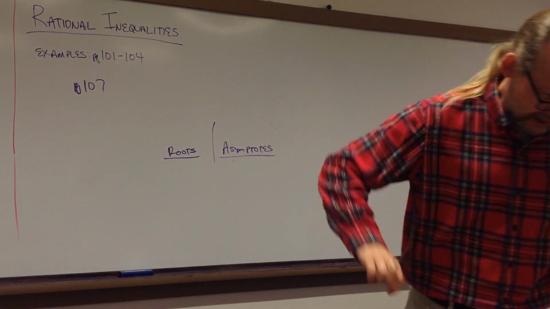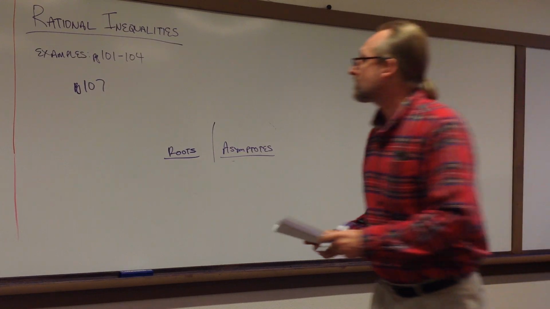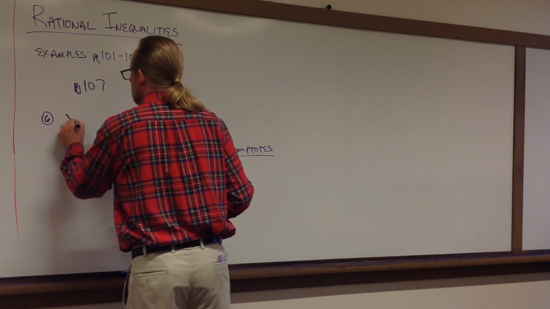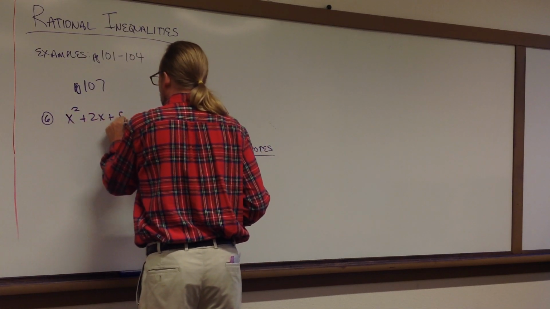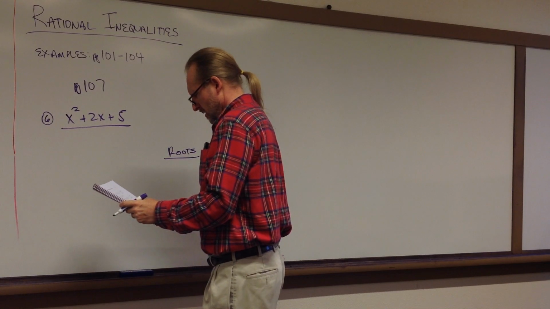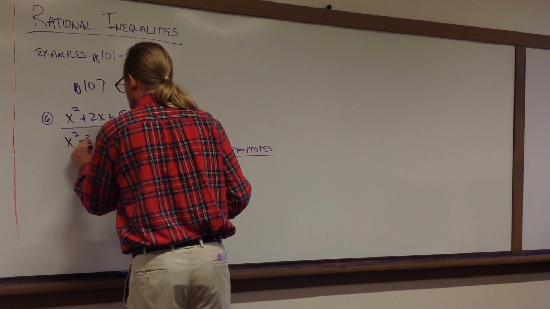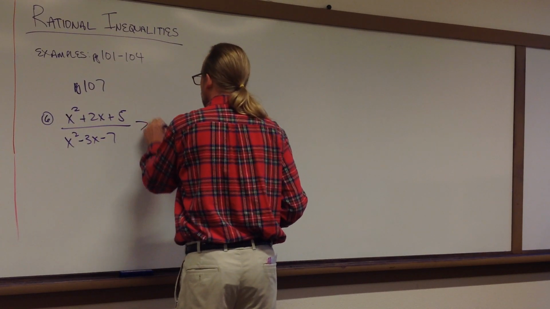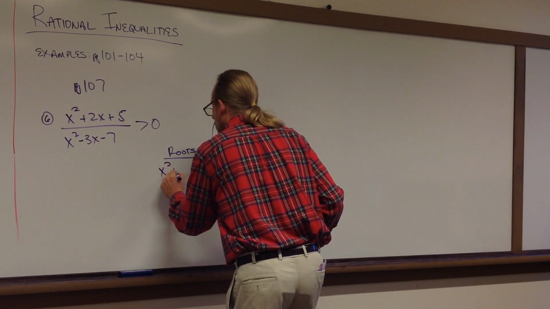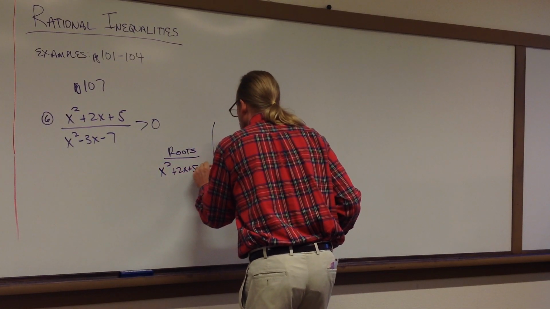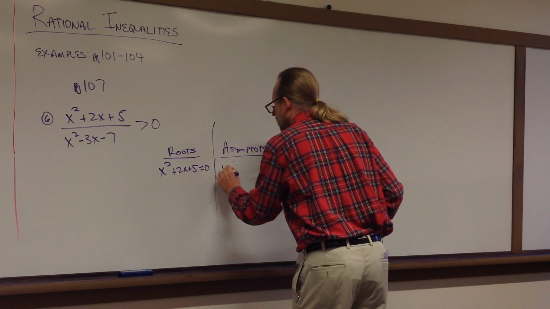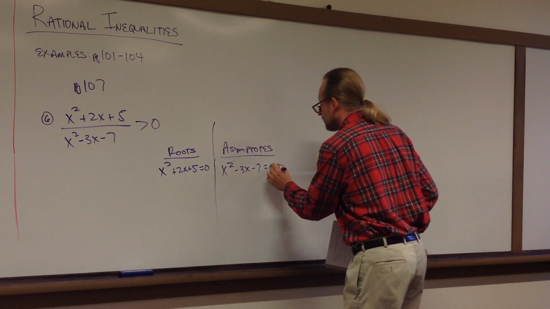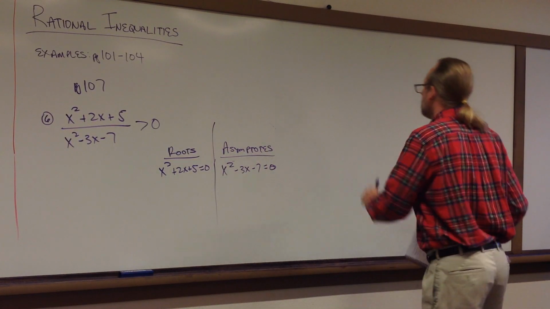All right, problem 6. What do we start with? X squared plus 2x plus 5 on top, X squared minus 3x minus 7 on the bottom. And here we want to know where is y greater than 0. Okay. So the roots is where the numerator is 0, and the asymptotes is where the denominator is equal to 0.